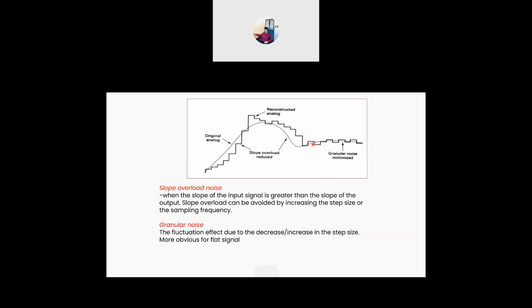So this one is your flat signal. Okay, so you will have granular noise. Granular noise, however, is minimized in delta modulation. Okay, so if you can see, the fluctuation effect due to the increase in the step size is reduced. So if you use adaptive delta modulation, this one is actually for the flat signal. When we talk about this flat signal, we tend to have granular noise.